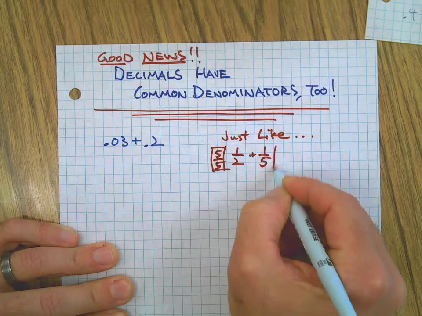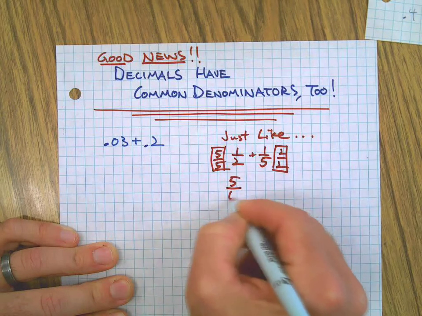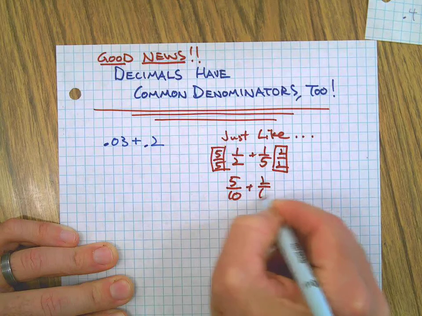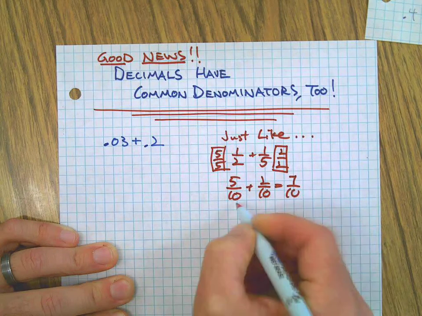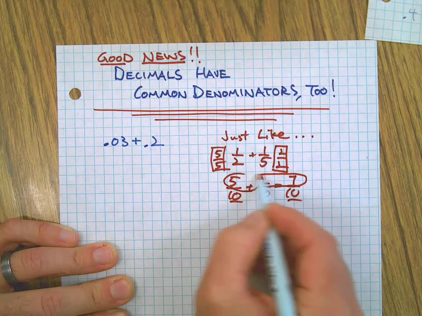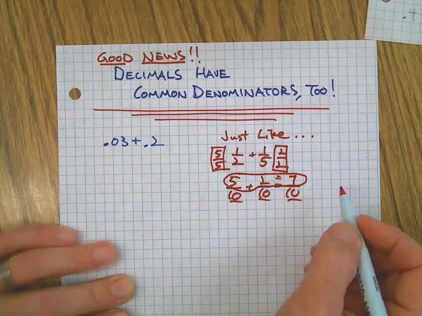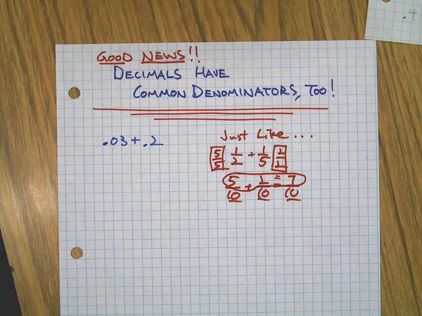I'm going to use the little giant 1 strategy real quick here. I end up with 5/10 plus 2/10 equals 7/10, right? Having the 10 on the bottom allows us to just basically do a very simple addition problem. 5 plus 2 equals 7. Okay, very easy. We can do the same thing with decimals. Here's how.